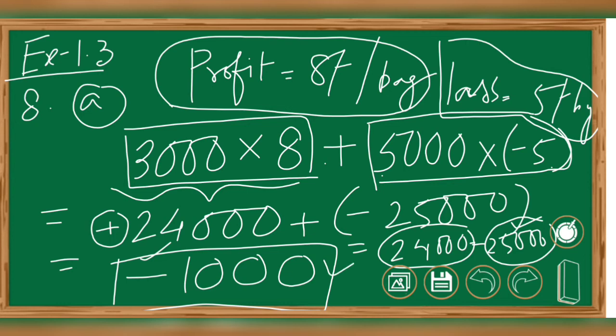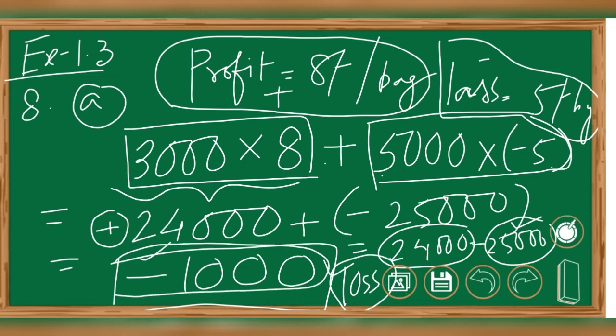Now minus 1000 means definitely it is a loss. As I said, profit will be considered as a positive integer and loss will be considered as a negative integer. So this sum will be done in this way. Okay, what is its profit and loss? This question is given. So he has made a loss of 1000 rupees. Okay, let's come to the next sum.